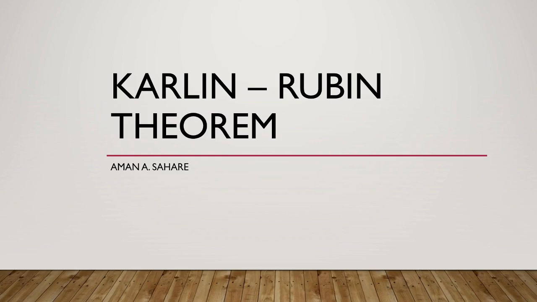Hello friends, in this video I am going to explain the topic Karlin-Rubin theorem. Before discussing the Karlin-Rubin theorem, we first discuss the Neyman-Pearson fundamental lemma. In the NP fundamental lemma, we find the most powerful test between a simple null hypothesis versus a simple alternative hypothesis. But in the Karlin-Rubin theorem, we find a uniformly most powerful test between composite hypotheses: a simple null hypothesis and a composite alternative hypothesis.